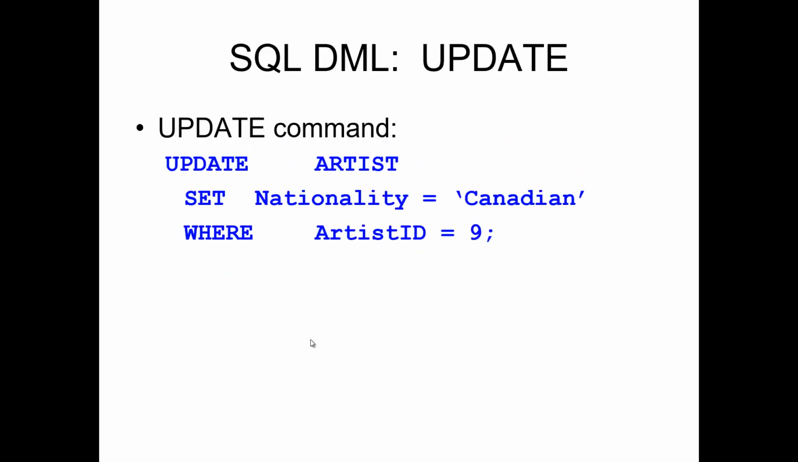You can also use the update statement to update the data within the table. In this case, we are changing the nationality of the artist number 9 to Canadian. So you can see update artist, and artist here is the table name. Set nationality equal to Canadian, where artist ID is equal to 9.